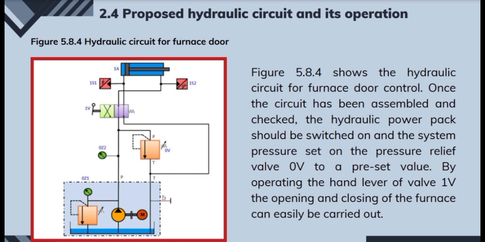Pressure gauges 0Z1 and 0Z2. Their function is to monitor system pressure. 0Z1 measures the pump pressure. It is the green circle I mentioned at the bottom, by the blue rectangle. Then 0Z2, the green circle at the top, measures the pressure at the directional control valve.